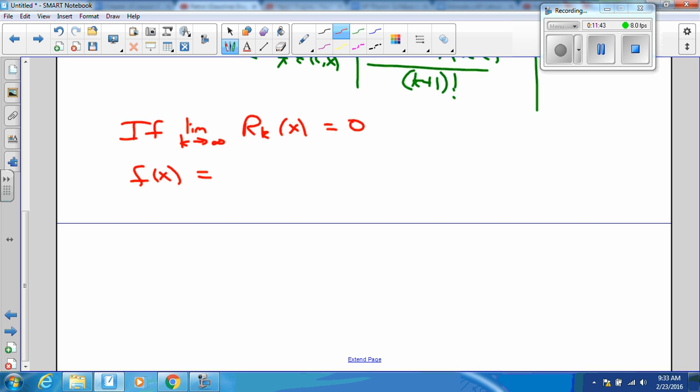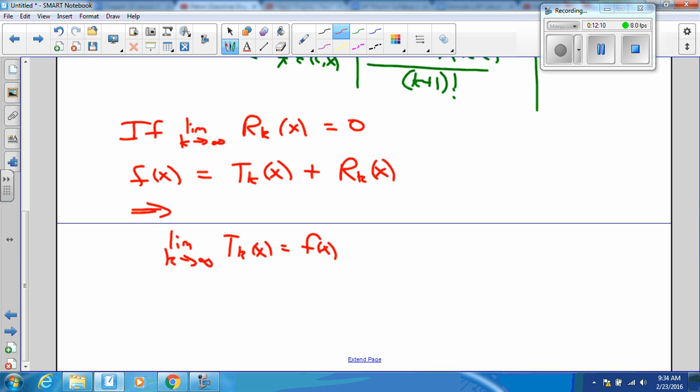Keep in mind that our basic premise is that the function is equal to the Taylor polynomial plus the remainder. So if the limit of the remainder is 0, then this would imply that the limit as k goes to infinity of T_k must be equal to f of x, and therefore my T_k would be an exact representation of the function. That's pretty cool. I like short proofs like this. Yeah, it feels like all you had to do was write it on the top. Yep, that's exactly right. Okay, so let's take a look at a couple of functions and see how that works out.